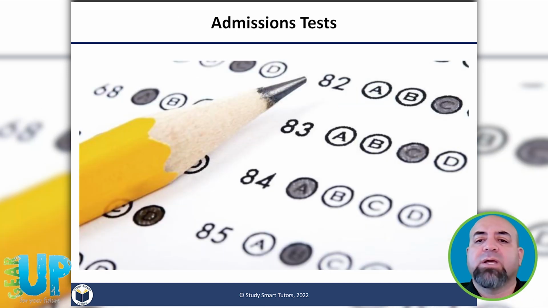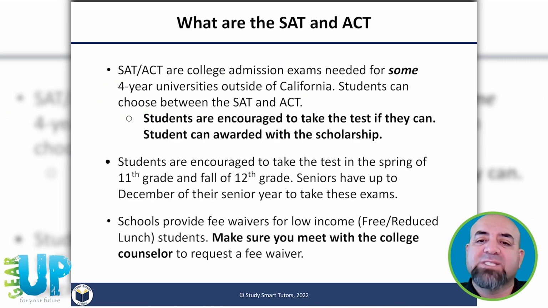We're going to talk a little bit about admission tests. Again, this includes the SAT and the ACT. SAT and ACT are college admissions exams needed for some four-year universities outside of California. Students can choose between the SAT or the ACT. There are students who decide to take both. Students are encouraged to take the test if they can. Students can also be awarded scholarships.